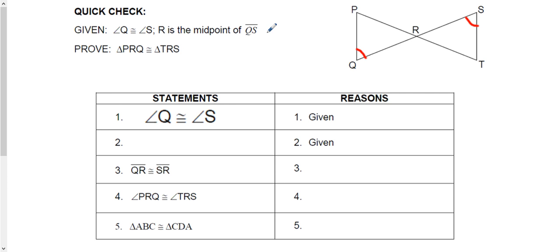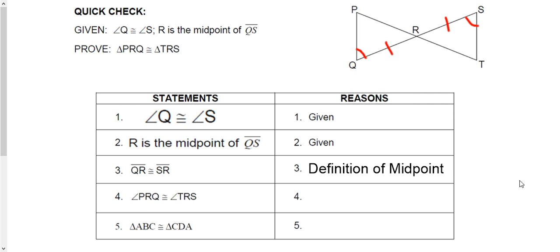R is a midpoint of QS, so R is in the middle on this segment QS, so we know it splits it into congruent pieces. So there's the given information, it's a midpoint. So QR is congruent to RS, the definition of midpoint. And then angle PRQ, let's see, P to R to Q, yes, that's this angle right here, is congruent to the angle TRS. TRS is this one right here.